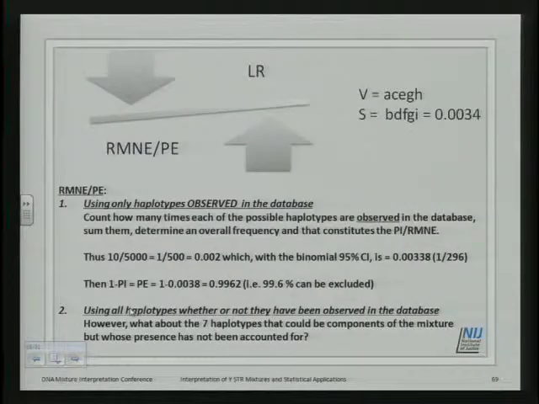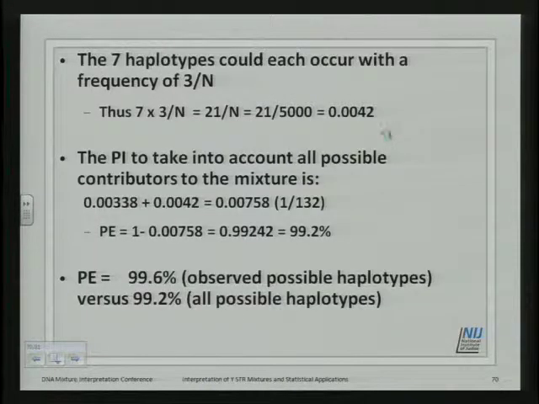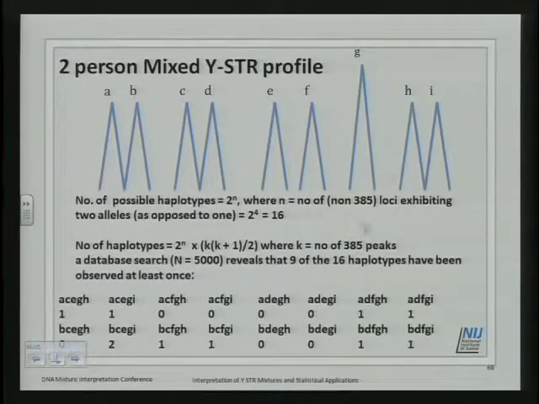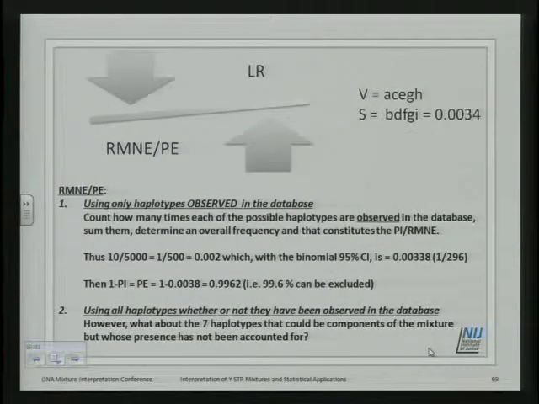And also, we have a suspect, and this suspect is BDFGI, right? And BDFGI is also one of the 16, there's one down here, one of the possible haplotypes. That's why, if he was excluded, we wouldn't be doing the calculation to begin with, right? And the frequency of that BDFGI is 0.0034. Let me just make that up.